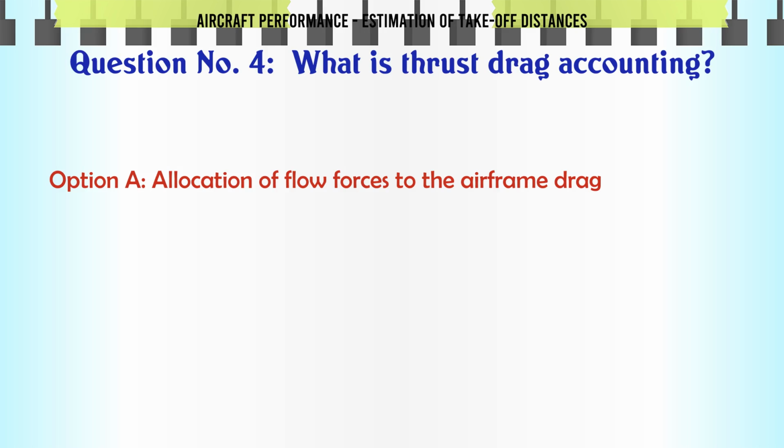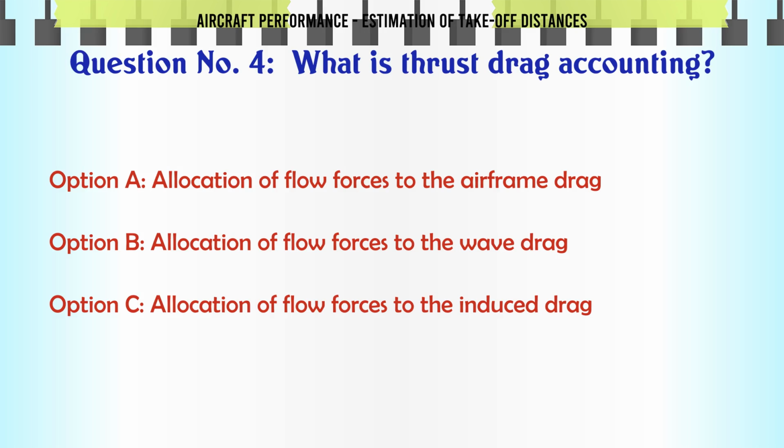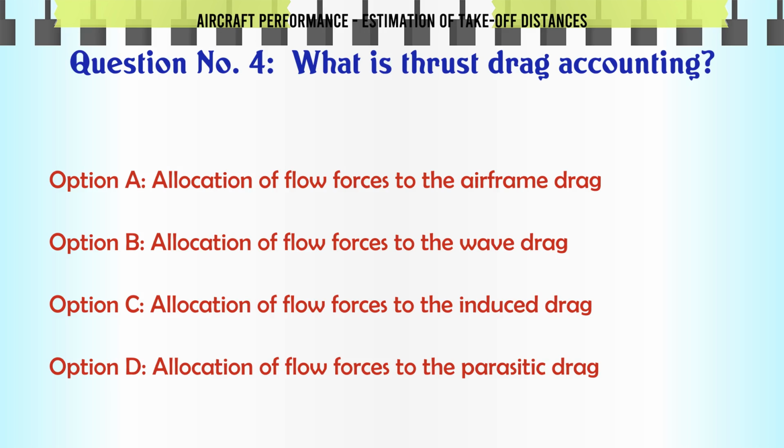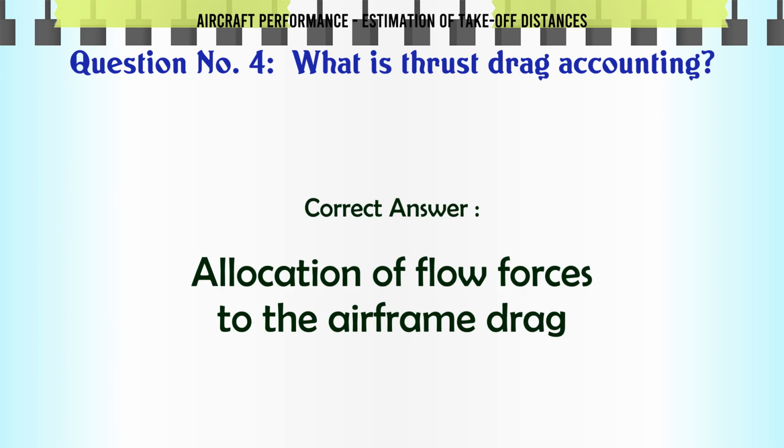What is thrust drag accounting? A. Allocation of flow forces to the airframe drag. B. Allocation of flow forces to the wave drag. C. Allocation of flow forces to the induced drag. D. Allocation of flow forces to the parasitic drag. The correct answer is allocation of flow forces to the airframe drag.